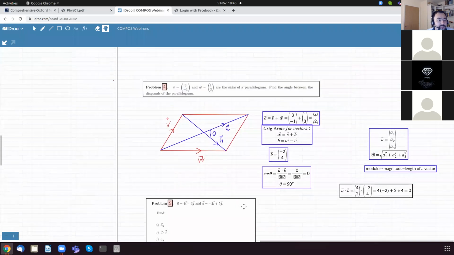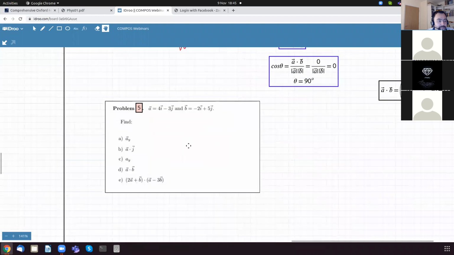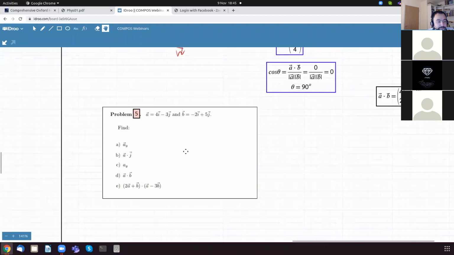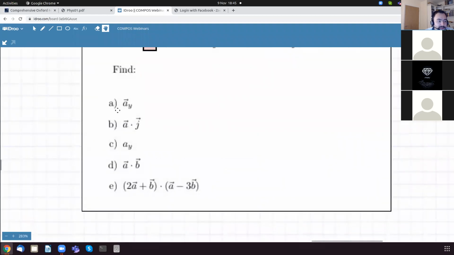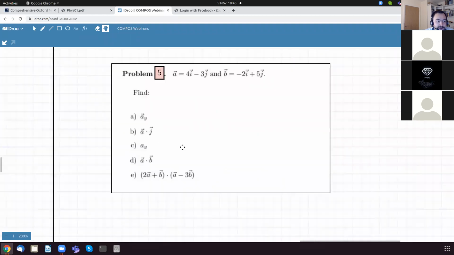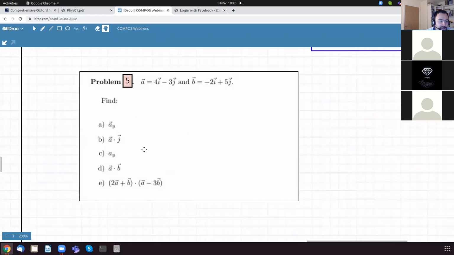Okay, problem 5. This problem actually was supposed to be in the assignment. We removed it because it's quite simple. But I wanted to point out some of the things about vectors, so that you don't get confused. So what are all those things?